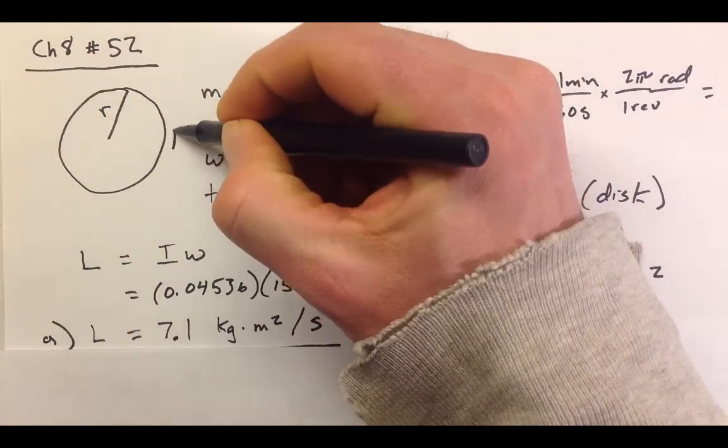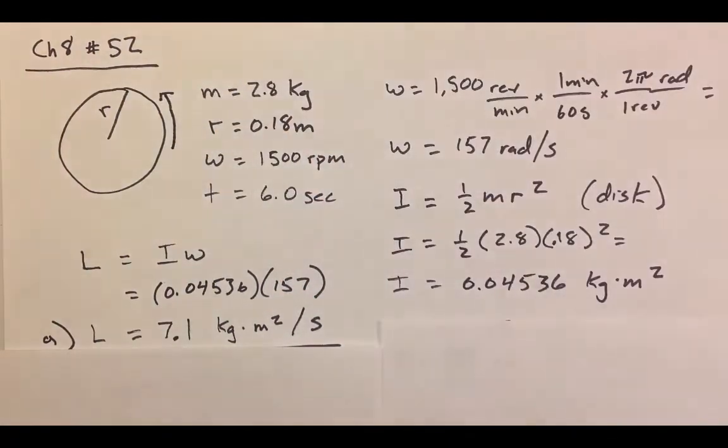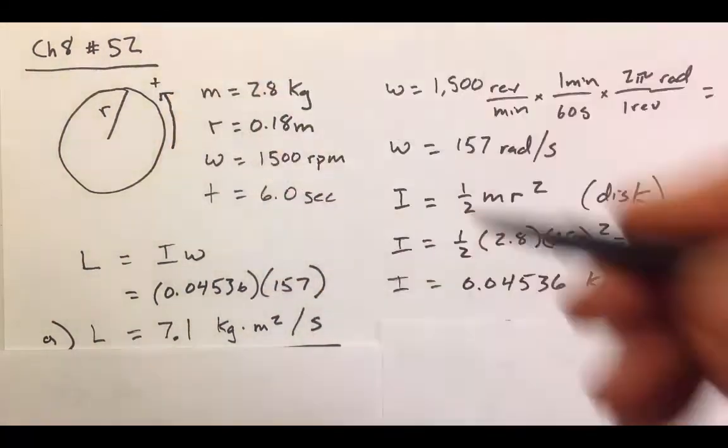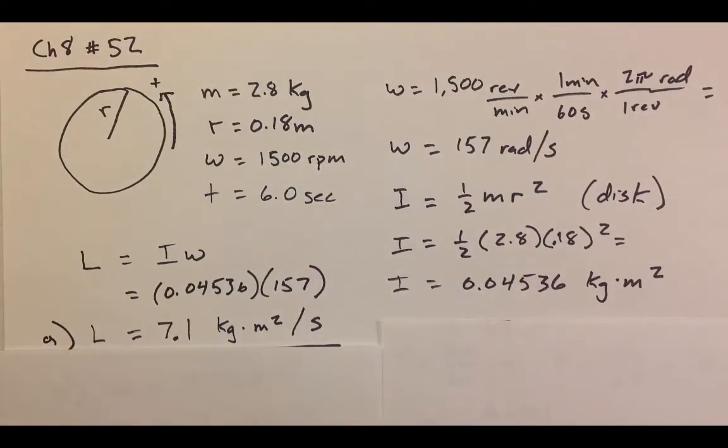Now notice the problem didn't explicitly say it, but when in doubt, I just use counterclockwise as the positive direction. So that's why I got a positive number there. Okay, so that is part A. Part B says, what would the torque have to be to get this spinning wheel to come to a stop in 6 seconds?